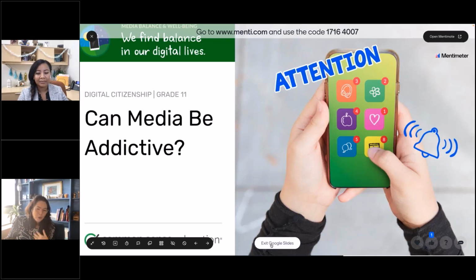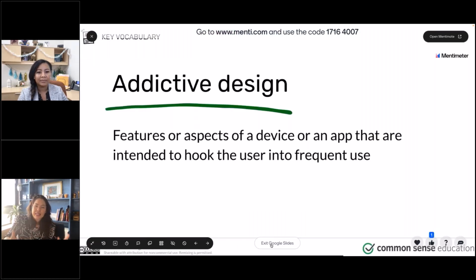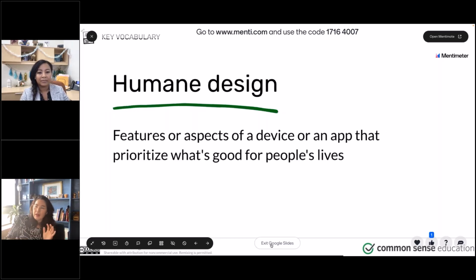Of course, we all know that we love to hear that people are thinking of us, right? And that our phone wants our attention all the time. And so we talk to our students. There's a lesson here about what are aspects of addictive design that are intended to hook a user into coming back all the time, even when they're busy doing something else, and what are aspects of humane design, features of a device or an app that prioritize connections and the good things about a person's life, and try to enhance that.